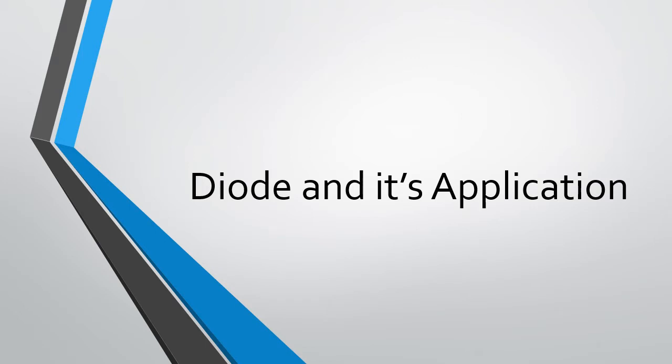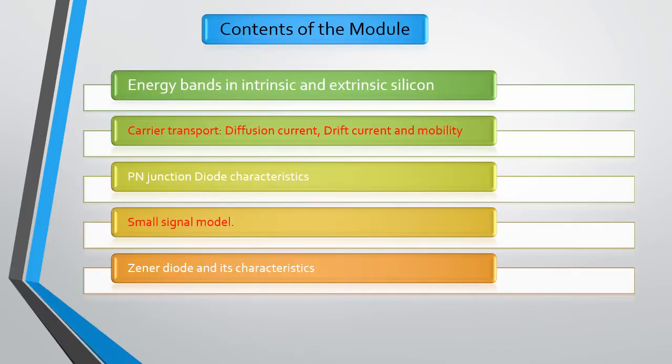The module is diode and its application. This module has energy bands in intrinsic and extrinsic silicon, carrier transport, diffusion current, drift current and mobility, PN junction diode, small signal model of the PN junction diode, Zener diode and its characteristics. Today we will be emphasizing on energy bands in intrinsic and extrinsic silicon.